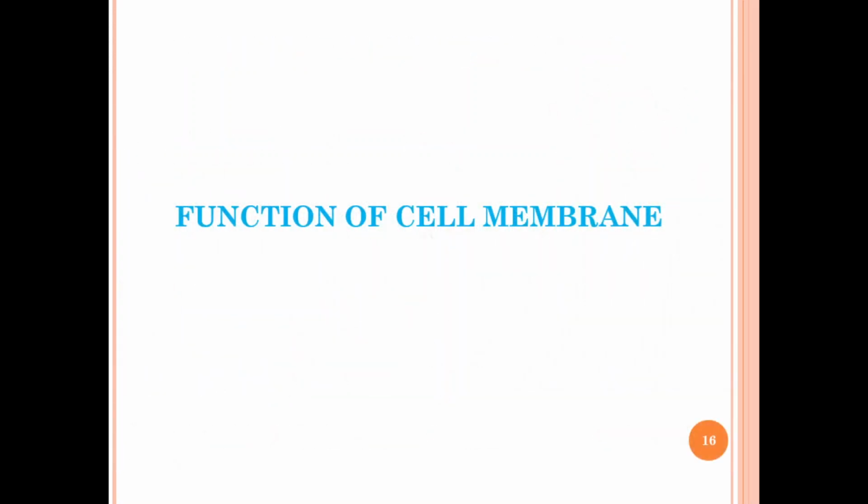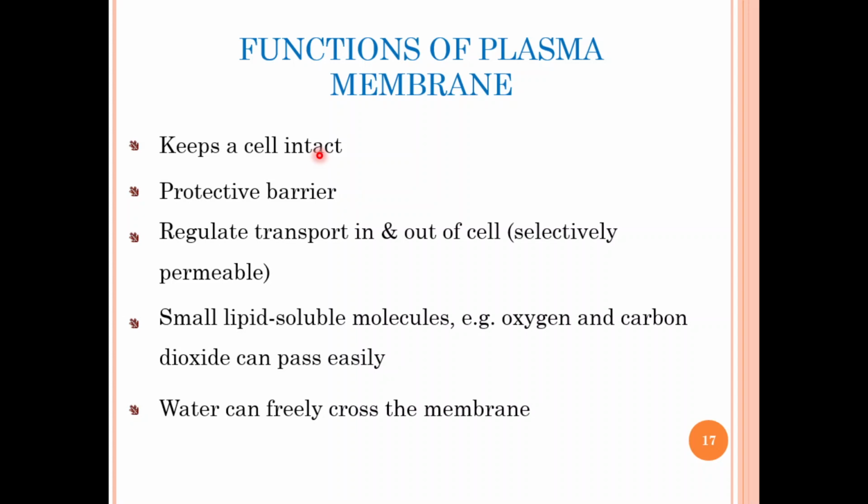Now functions of the cell membrane. The functions of the plasma membrane, the outermost wall, are: it keeps the cell intact. It is a protective barrier, that is protection. Then it regulates transport in and out of the cell. Selectively permeable means selected solutes and solvents are transported from the inner side to the outer or outer to inner side. Permeability is for selected particles, that's why it is called selectively permeable.